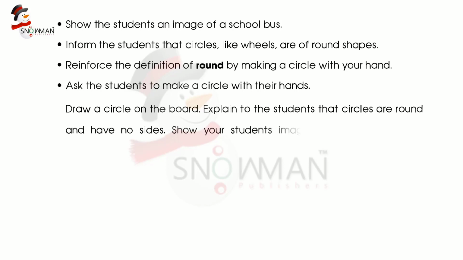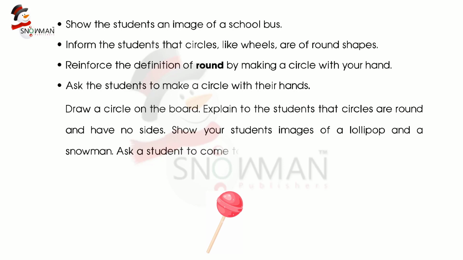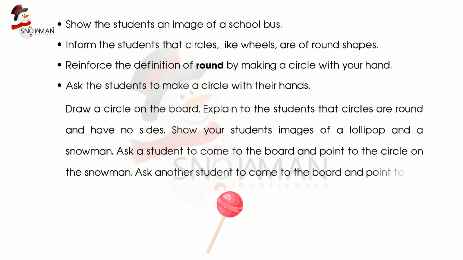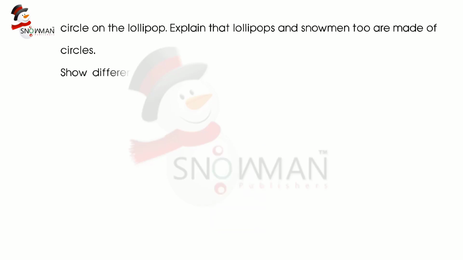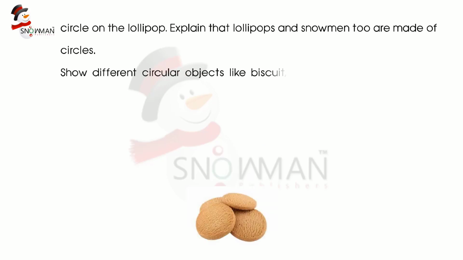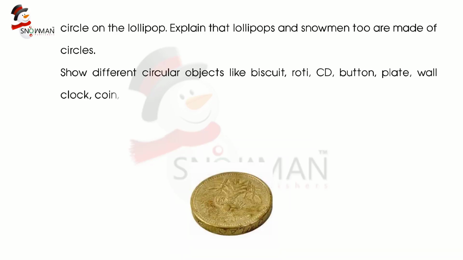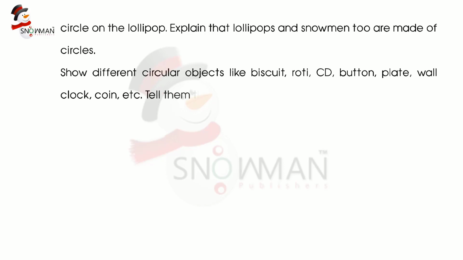Show your students images of a lollipop and a snowman. Ask a student to come to the board and point to the circle on the snowman. Ask another student to come to the board and point to the circle on the lollipop. Explain that lollipops and snowmen are made of circles. Show different circular objects like baskets, roti, CD, button, plate, wall clock, coin, etc. Tell them that the face of these objects is circular.